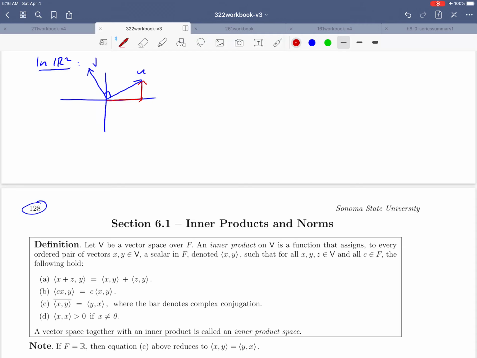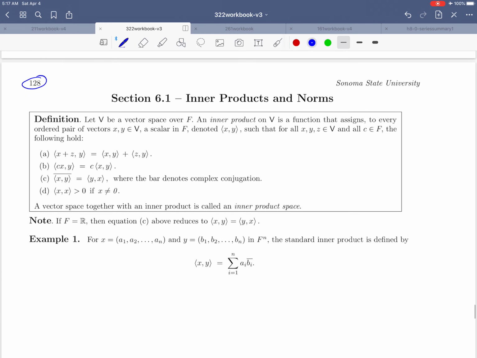So the question that we're asking at the beginning of section 6.1 is, could we impose that kind of a geometric structure on more abstract vector spaces? And the answer is, in some cases, yes, we can. And to do that, the first step is to introduce what's known as an inner product. So let's get started. We'll scroll up here.